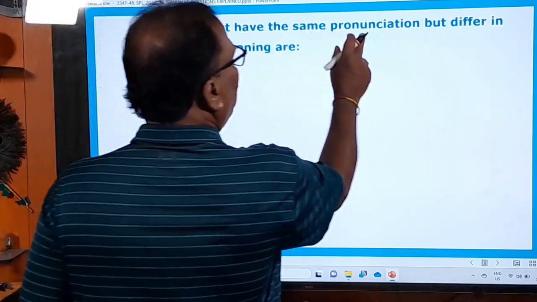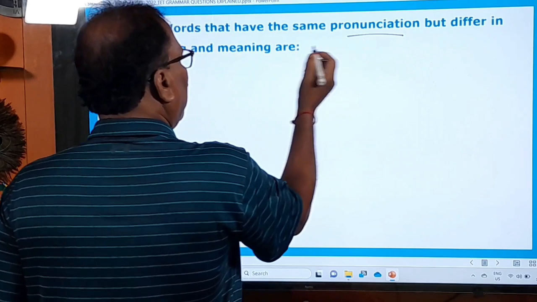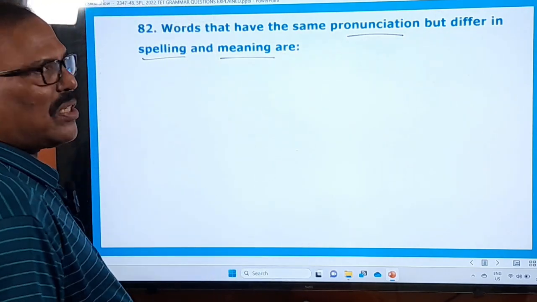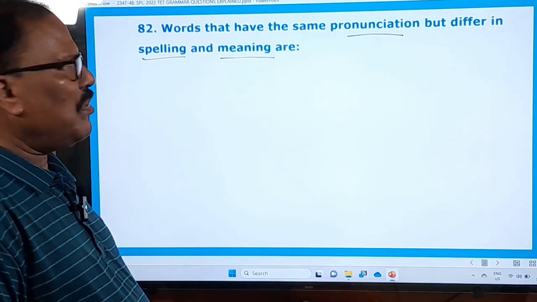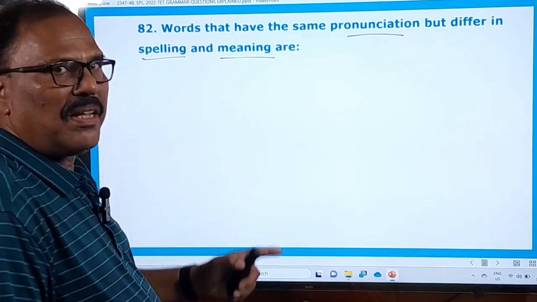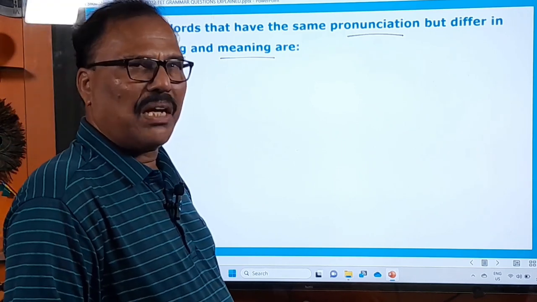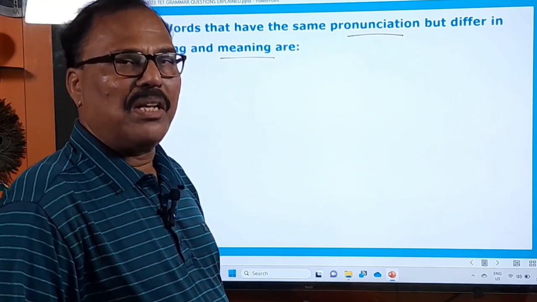Words that have the same pronunciation but differ in spelling and meaning are. So here he is talking about the kinds of words. Before we answer this question, let me talk to you about the words in the English language that confuse the students very much. So what are those words?